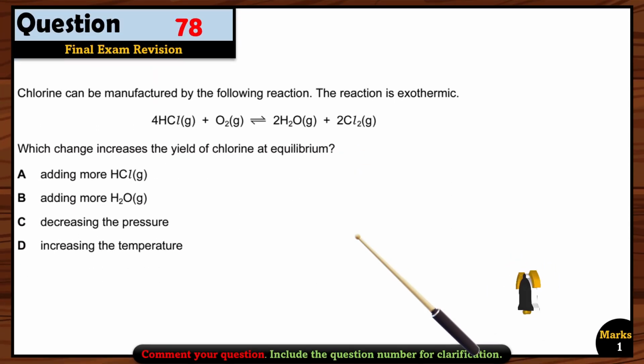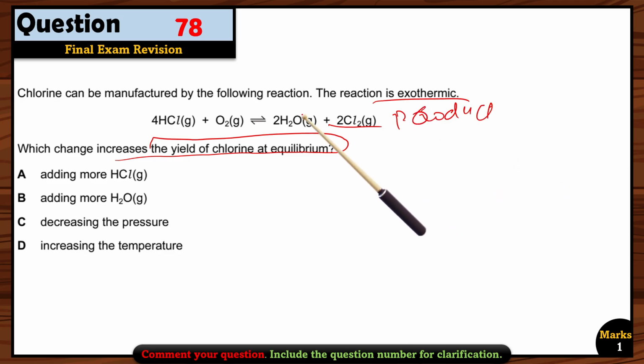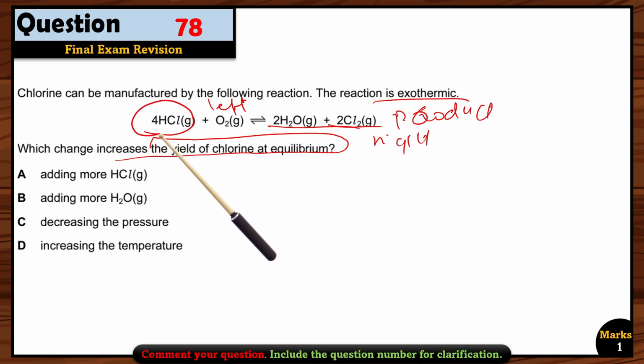78. Chlorine can be manufactured by the following reaction. The reaction is exothermic. Which change increases the yield of chlorine at equilibrium? Where is chlorine? It is in the product, so they want to shift the equilibrium towards the right side. This is the right side and this is the left side. Adding more HCl: if we add more HCl, it is in the reactant, right? So the product will be more. I think this option is the right one, because if you increase the reactant, you will get more product.